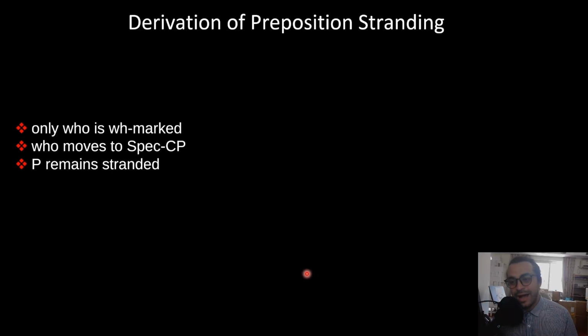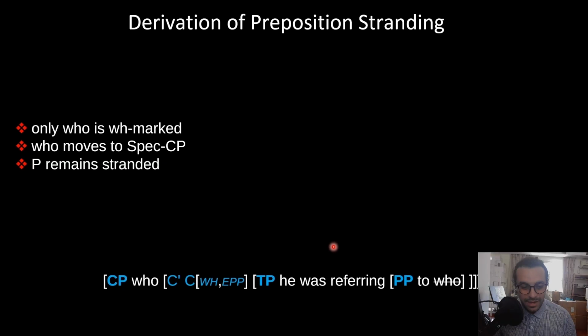Okay, so let's look at how the preposition stranding derivation happens, and I'm going to try to establish what's going to happen here with the tree diagram that I'm going to draw. The end result of the tree diagram would be who he was referring to, with the who moving to the specifier position and the to being stranded, staying behind.